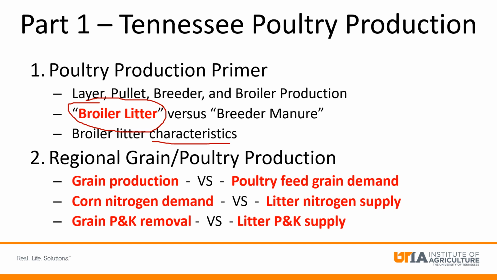And then for added perspective on the scale of the poultry industry and how it's important to grain producers, I'm going to be comparing three different things for Northwest Tennessee in particular. That would be grain production versus the poultry feed grain demand. That's for corn and soybeans. Second would be the nitrogen demand to produce corn compared with the litter nitrogen supply. And finally, the corn and soybean phosphorus and potassium removal rates for harvest. And we'll compare that with the litter phosphorus and potassium in the supply of litter that's produced in different regions of Tennessee, particularly in Northwest Tennessee and South Central Tennessee.